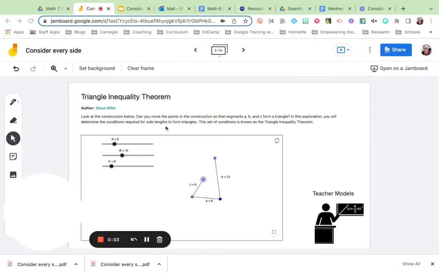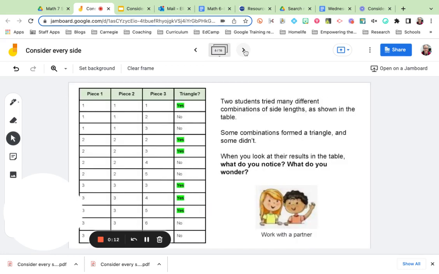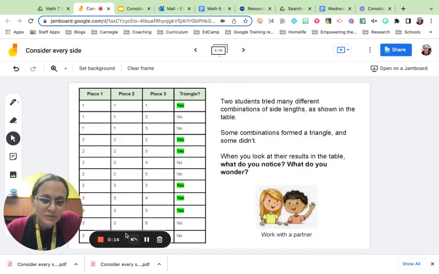So we did some experimentation with the triangle inequality theorem. We tested to see which different side lengths of a triangle would work. And now I want to show you the work of some students. So this table was created by a couple of students who just tried a whole bunch of different side lengths.